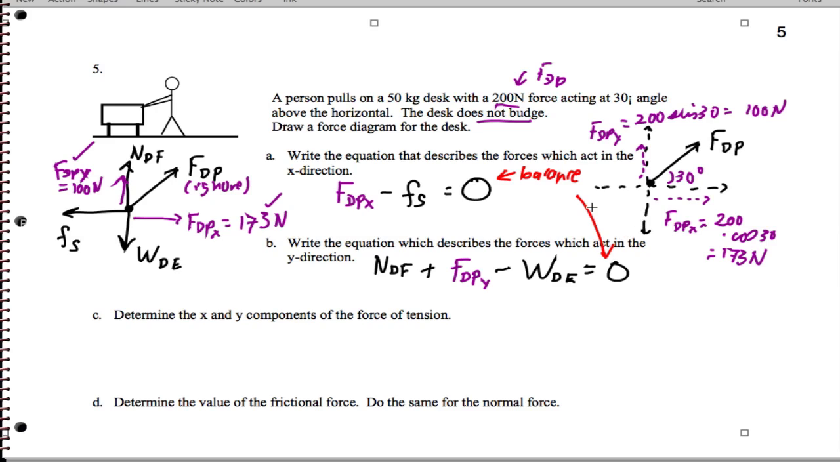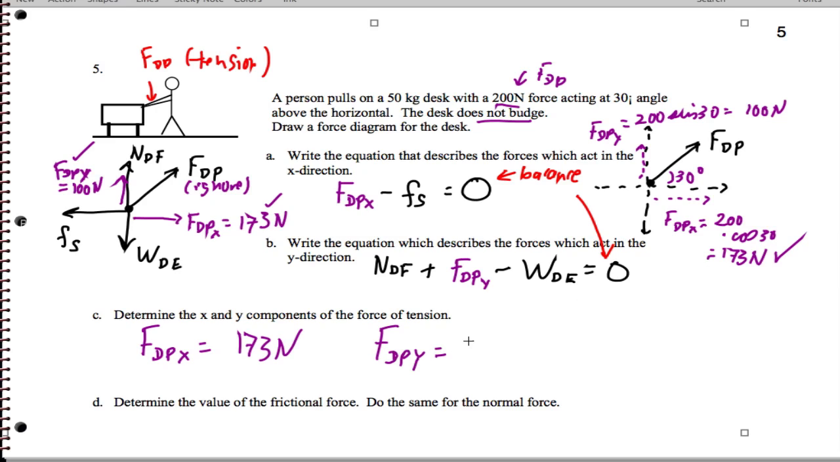Now what's funny is they ask us for the x and y components of this tension force. That's this F dP, that's what they mean by tension. So we've actually already got those. We already know that the tension, that's F dPx, that's going to be 173 newtons from here. And in the y direction, that's going to be 100 newtons here.